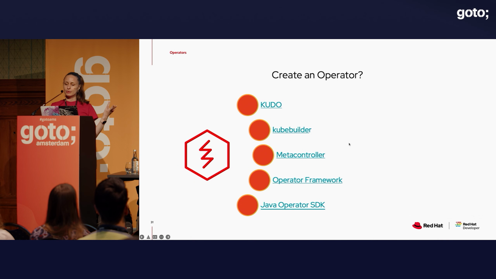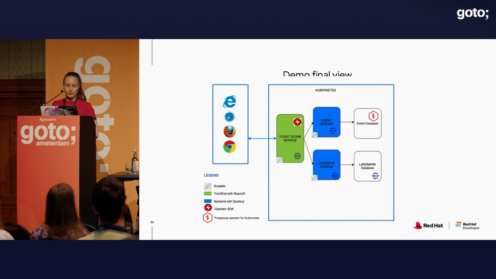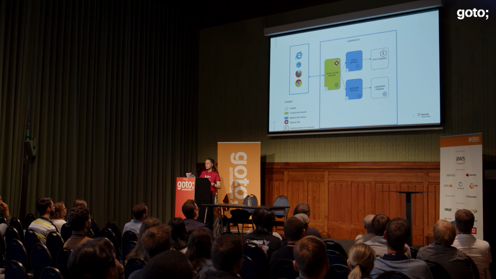But we can also create operators. There are different ways. You can use the operator framework, you can use KUDO, you can use kubebuilder, or you can use the Java operator SDK. So if you're a Java developer, like I am, you can go with that one. And this is the demo final view, because we are going to actually look at how an operator was built for the front end for the ticket store service, starting with the Helm charts of the ticket store, and go on making the operator for this one and deploy it.